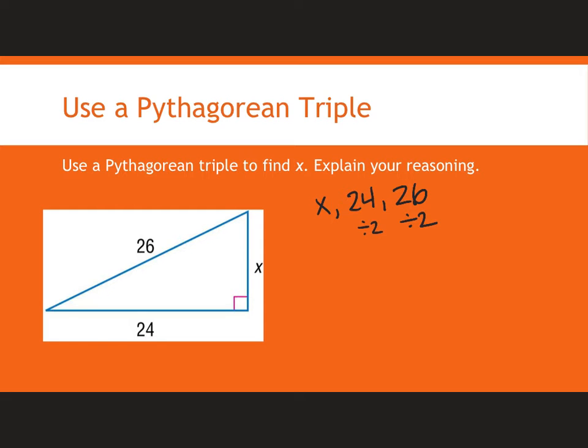But I end up with, we'll call it y. And then 24 divided by 2 is 12. 26 divided by 2 is 13. And then I can say to myself, oh, that's a popular triple that I know. So then what triple is that? That triple is going to be 5, 12, 13. So if I have 24 and 26, they were both multiplied by 2. Then that means that 5 needs to be multiplied by 2. So if I multiply 5 times 2, then I'm going to get 10. So then my triple is 10, 24, 26.